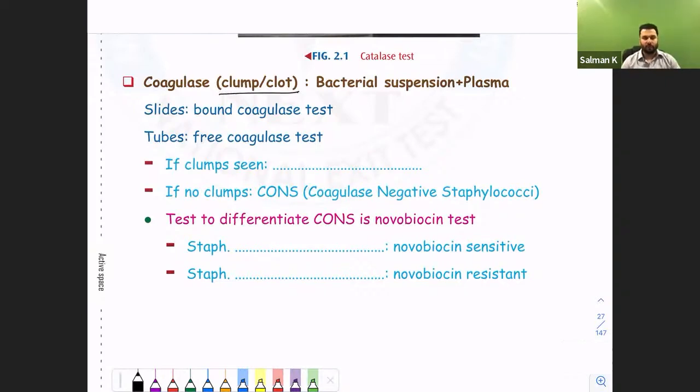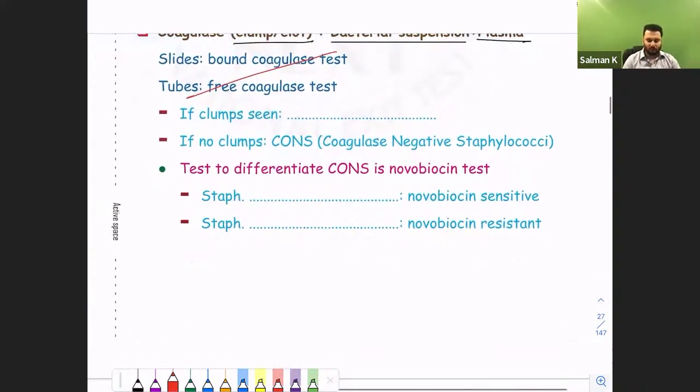We're going to look for what? Clumps or clots. Coagulase test. Basically, you have a bacterial suspension along with plasma. You use plasma, that is blood, and add the organism into that. After adding the organism, if it's forming clumps inside, that means clotting is taking place. As simple as that, an organism that can clot is called coagulase positive. The enzyme coagulase leads to clot formation. If you see that, the organism is confirmed to be aureus.